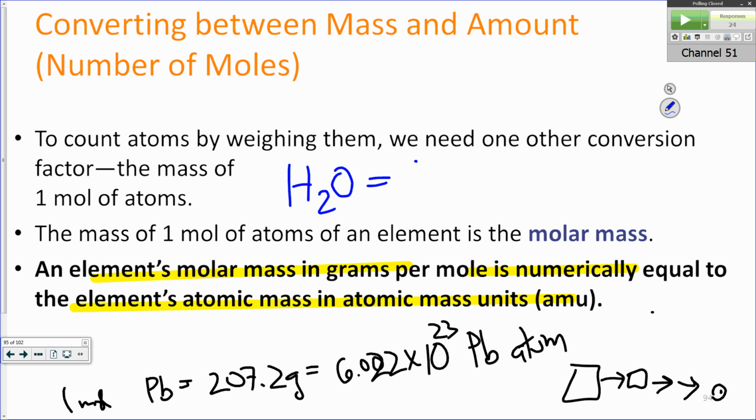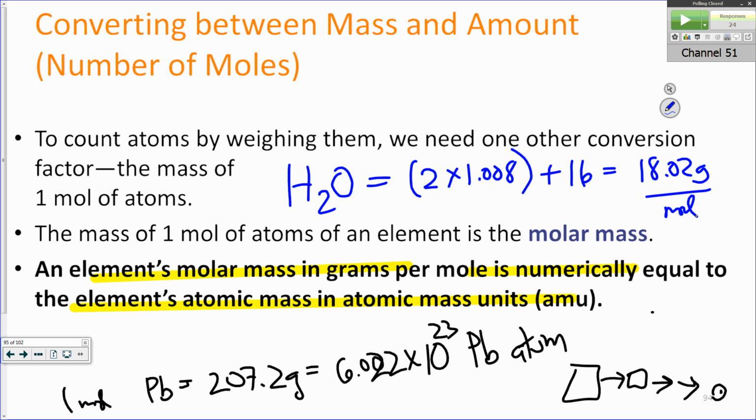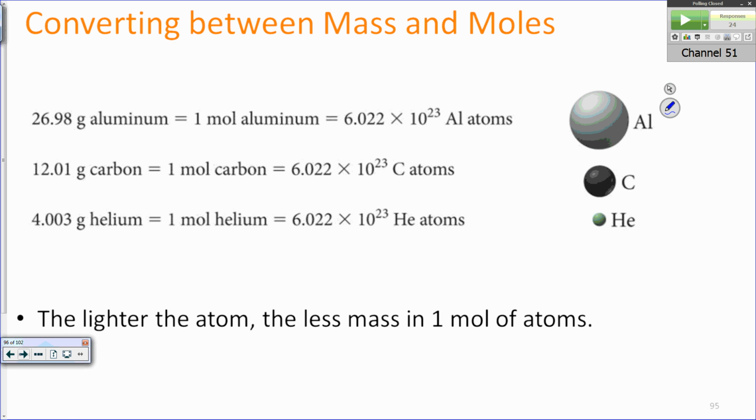So water has 2 hydrogen atoms that each weigh 1.008, plus the oxygen atom that weighs 16. So that means water weighs 18.02 grams per mole. Okay, because it's a combination of elements. That's the topic for the next chapter, but I just want you to understand that as we're going forward. When we're talking about looking at the periodic table itself, we're looking at individual substances.